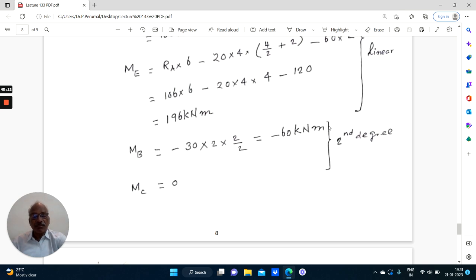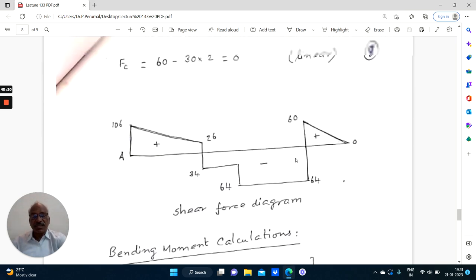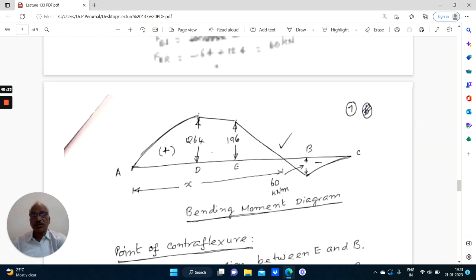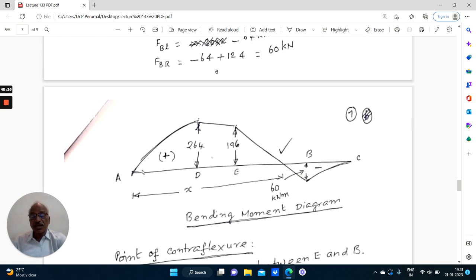And in the overhanging part, the variation will be second degree because it is subjected to uniformly distributed load. So with that information, you can plot the bending moment diagram. From here to here, second degree variation, this is 264, this is 196. These values you have calculated. This is between the two supports. So this is sagging positive. And between the point loads, you will have linear variation. 264, 196. There is no load in between, but the variation is linear.